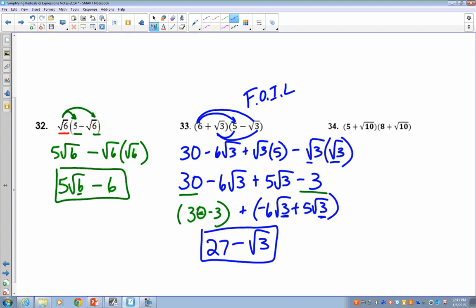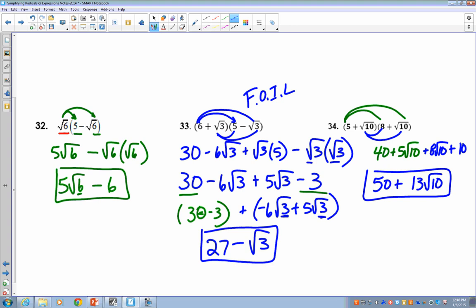It is possible to have a final answer with 2 different terms that cannot be simplified any further. So on 34, using that same method, I'm just going to multiply the first and the outer. So we're going to have 40 plus 5 radical 10. And we're going to do our inner and last. So plus 8 radical 10, and then plus 10. So that's going to leave me with 50 plus 13 radical 10.